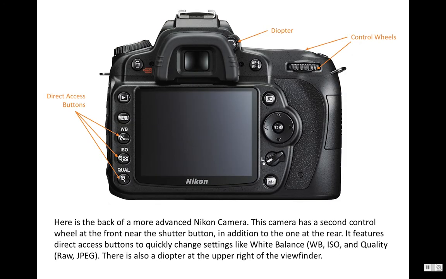If we look at the back of a more pro-level Nikon camera, like a D800, let's say, you've got some things that are very common. We have a joystick back here to navigate through things. Here we have two control wheels. Nikon always has the control wheel at the back. It also has a front control wheel in addition to the rear control wheel. We have a diopter up here, the little dial. And we have some direct access buttons to take us very directly to settings like white balance, ISO, and image quality.